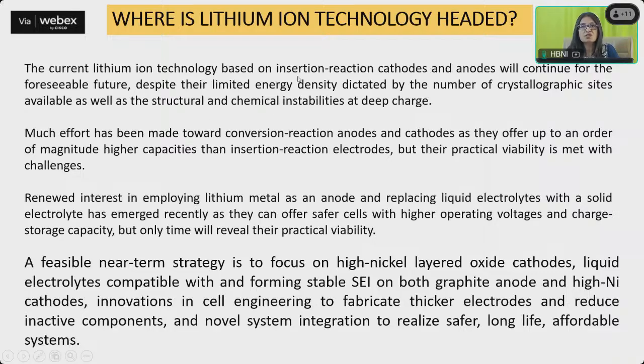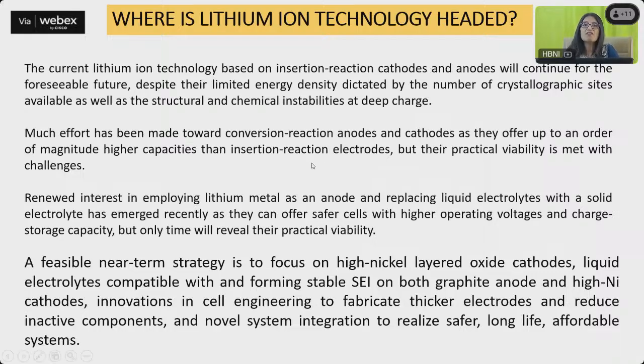Whatever, this insertion reaction cathodes and anodes, this is going to continue for the foreseeable future despite their limited energy density, which is dictated by the number of crystallographic sites available as well as the structural and chemical instabilities at deep charge. And much effort is being made towards conversion reaction anodes and cathodes, as they offer up to an order of magnitude higher capacities than insertion reaction electrodes, but their practical viability is met with challenges.